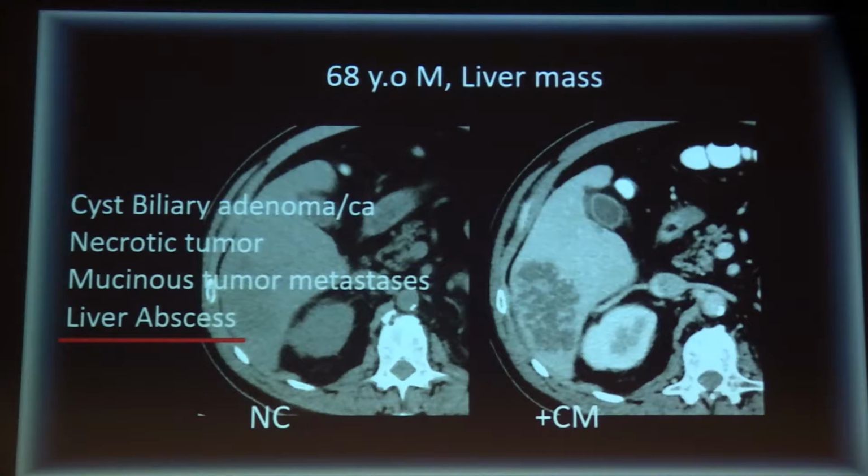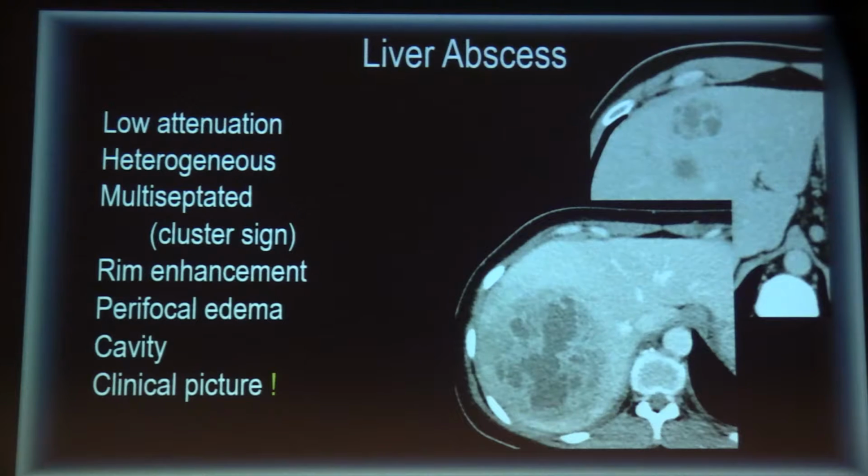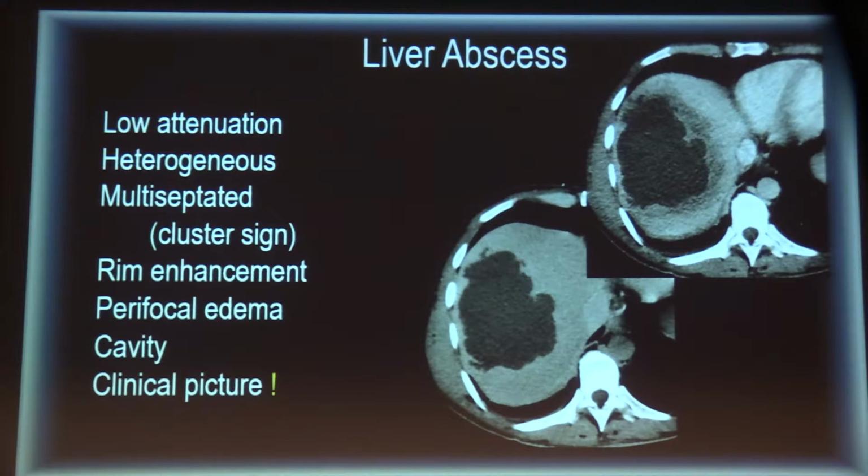Clinical information is very important for diagnosing liver abscesses, because liver abscesses can have a very variable appearance. They can be of low attenuation, heterogeneous, look very solid sometimes. They may have multi-septations and what we call the cluster sign. And if they are left untreated, they will cavitate, they will contain fluid within them, and then they will demonstrate rim enhancement and some perifocal edema, and clinical information is very important to make the diagnosis.